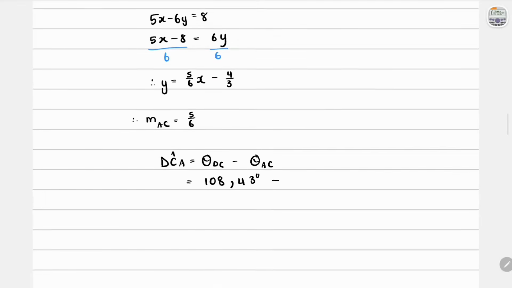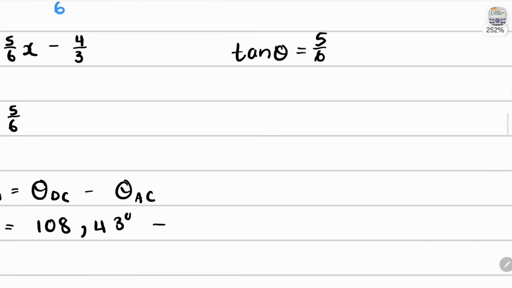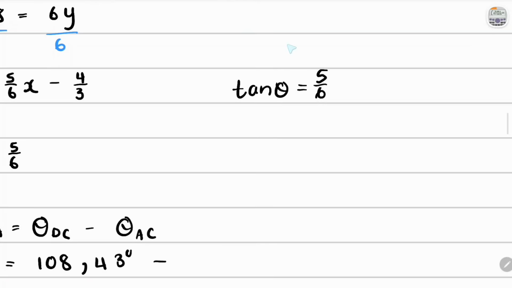But here's how to find that. We would also just say tan of theta is equal to our gradient. And the gradient of AC, as we see, is 5 over 6. It's positive, so you do not have to account for any adding of 180 degrees, okay? Because it will form an acute angle. So we will say theta equals arctan of 5 over 6.